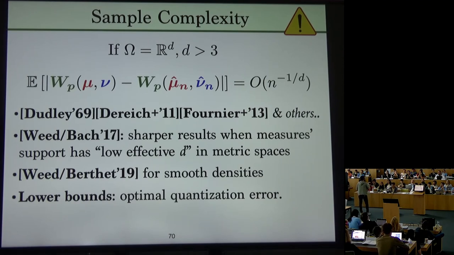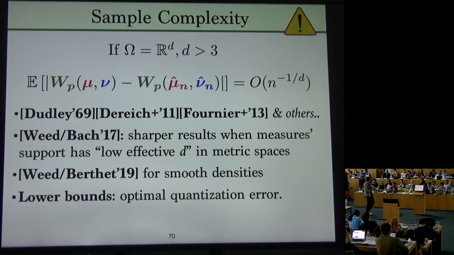So if you approximate, think about it. I told you that on the real line, Wasserstein distance is essentially about comparing quantile functions. It's not so difficult to estimate the quantile function of the density using samples. There are a lot of statistical results for that.